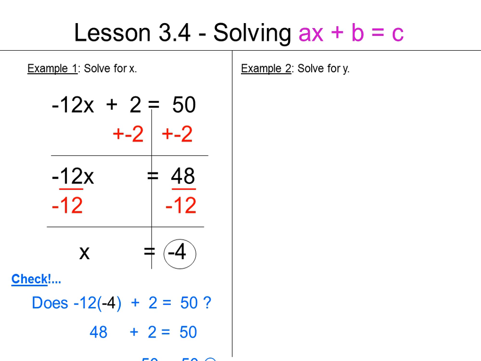It's off the screen there, but 50 does indeed equal 50. So we've checked that our answer that we got does indeed work. Another example, example 2 over here.